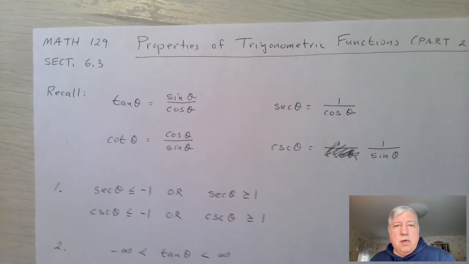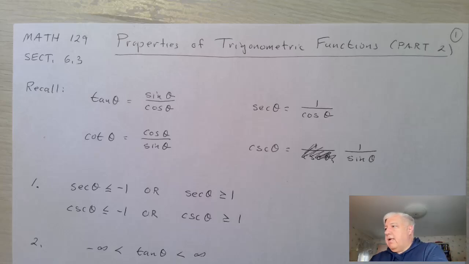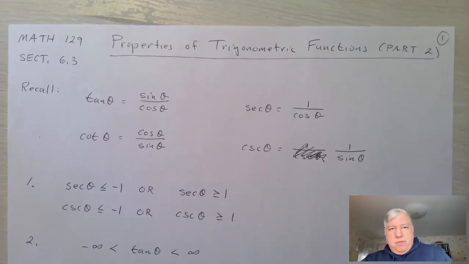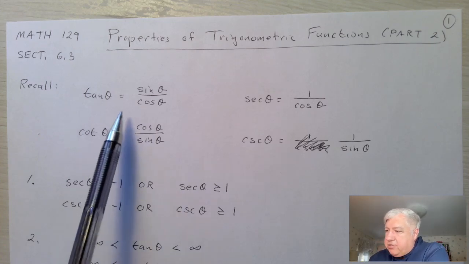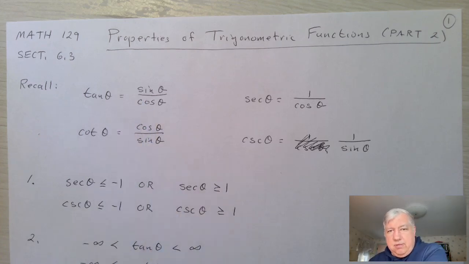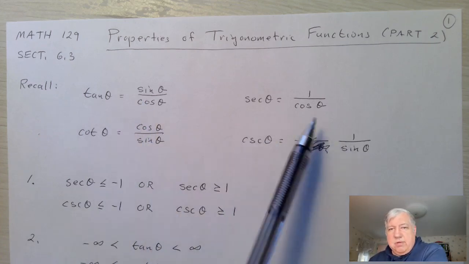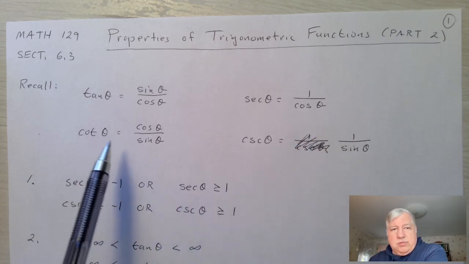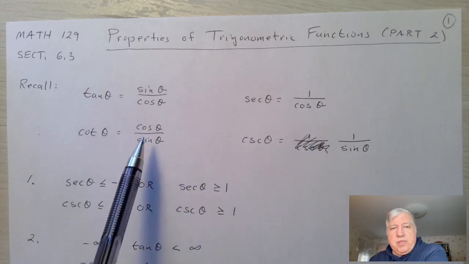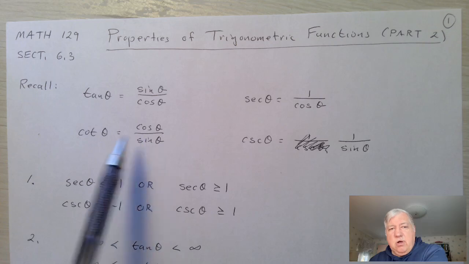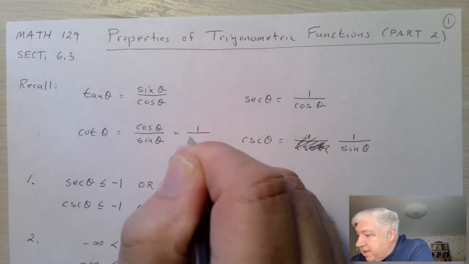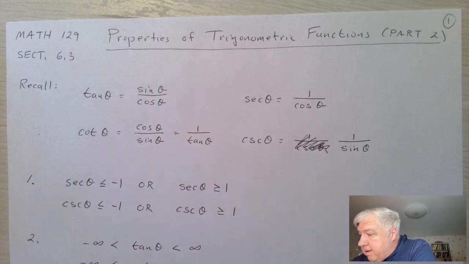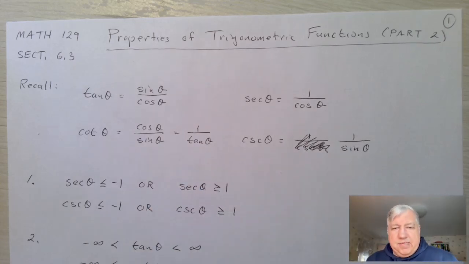So let's look at this. Let me remind you what these are. The tangent is the sine divided by the cosine. The secant is the reciprocal of cosine. Cotangent is cosine divided by sine, and this is also going to be the reciprocal of the tangent. That's one way of thinking about it. And the cosecant is the reciprocal of the sine.